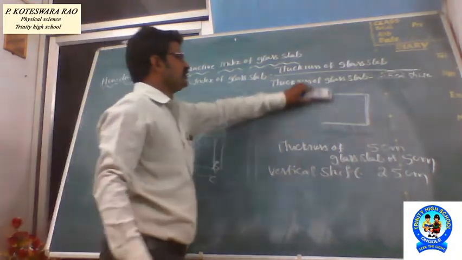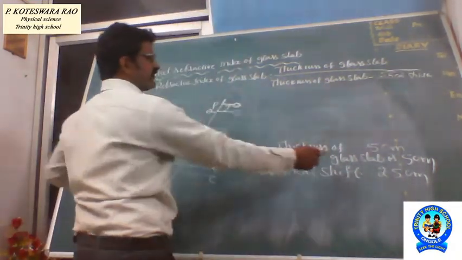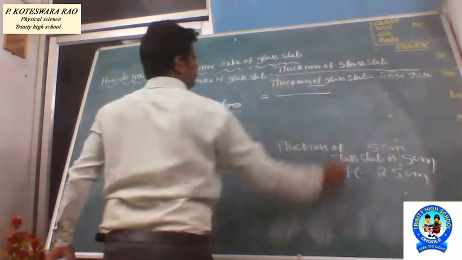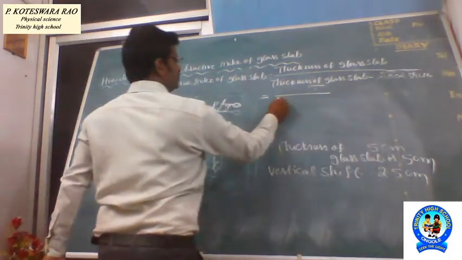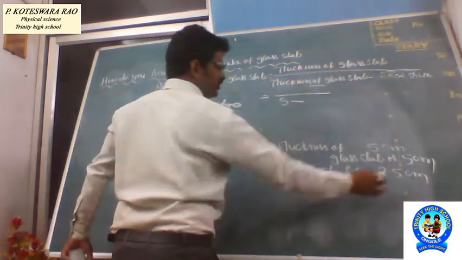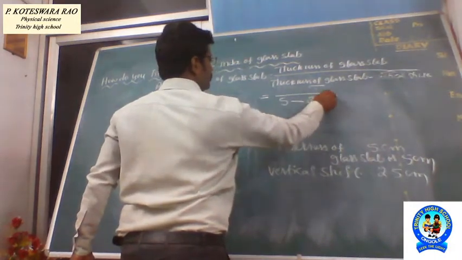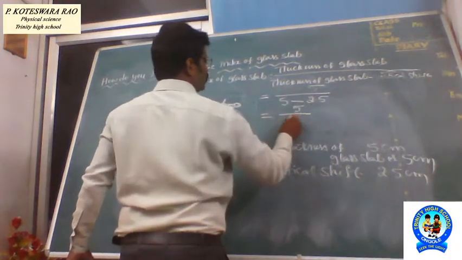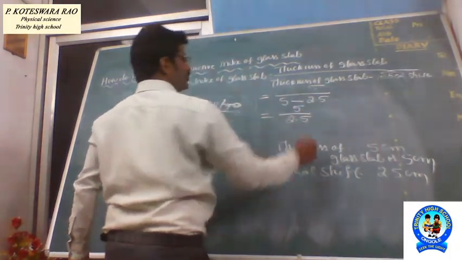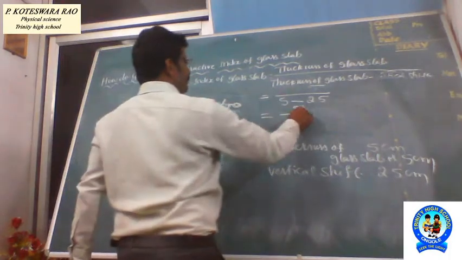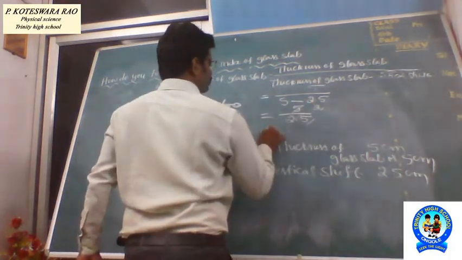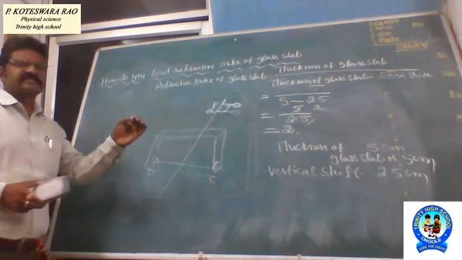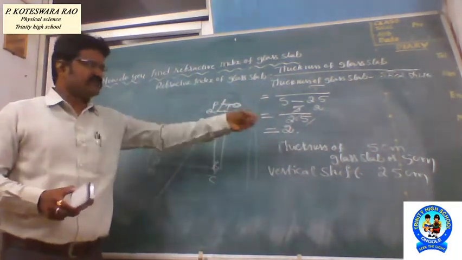So what about our values here? What about the thickness of the glass slab? 5 centimeters. And the thickness once again, 5 centimeters. What about the vertical shift? 2.5. So how do we write it? 5 divided by 5 minus 2.5. 2.5 ones, 2.5 twos. So what is our answer? 2. We have just assumed some values.